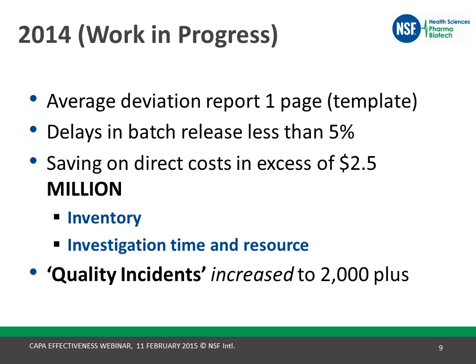Now, if you want any kind of motivation, if you sat there thinking, is this worth the effort, then just look at some of these statistics, because their average deviation report is now 1 page, and they do that through a template that we gave them. And I have to say their deviation reports are a whole lot better to read, a whole lot better to understand, and certainly a heck of a lot easier to complete. Delays in batch release are now less than 5%, compared to what they were before.